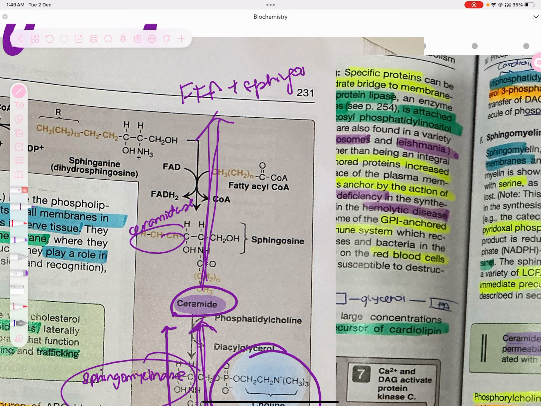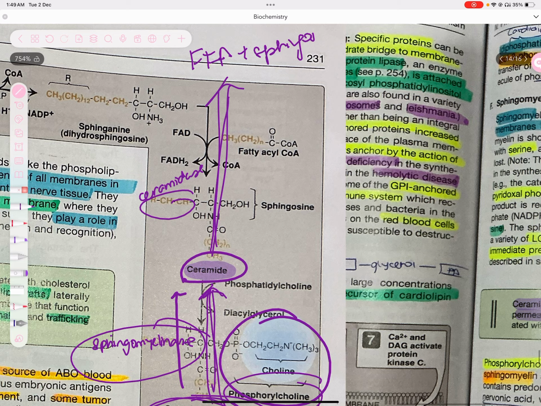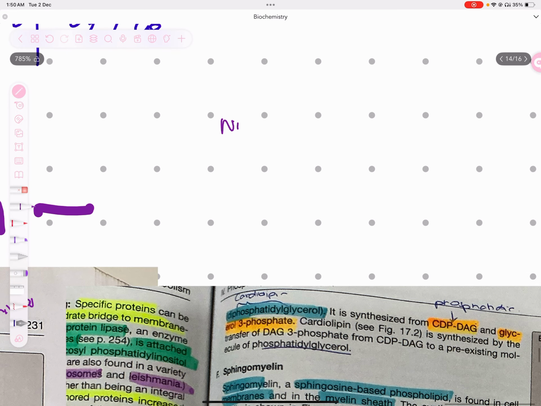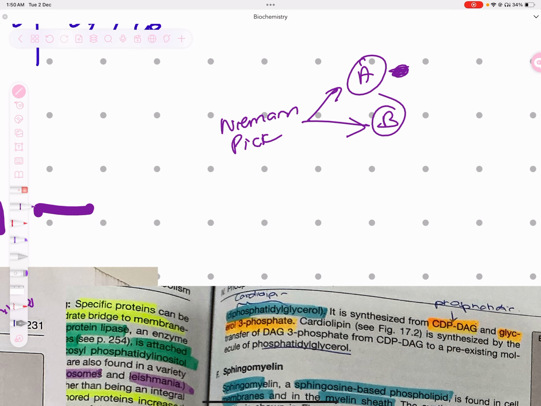Now, Niemann-Pick is one of the diseases which are caused because of deficiency of sphingomyelinase. What is the disease? Niemann-Pick. Now you have two types of Niemann-Pick, type A and type B. When you talk about type A, there are very few chances of that baby surviving, but in type B a person can survive, the chances are a little more.